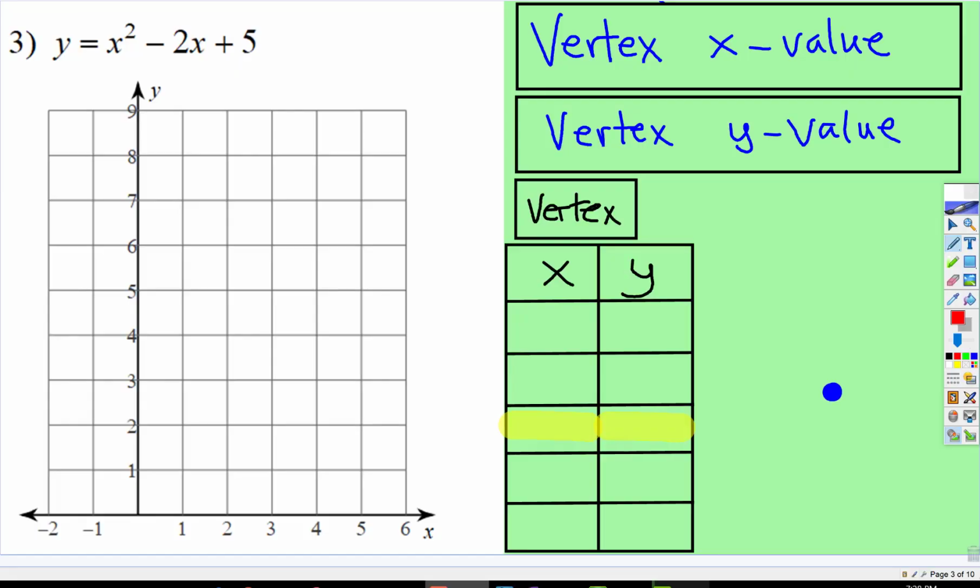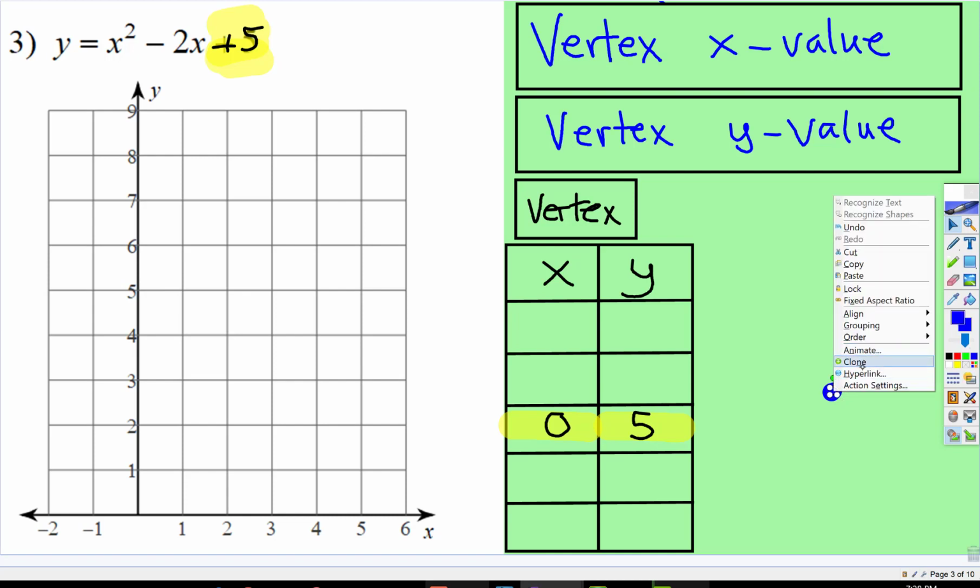So when you're graphing quadratics and you don't have a quadratic that will factor easily, what would be a good technique? Well, there's always the table method, and you can always identify, like we did in the last video, the y-intercept. So the y-intercept is where x is equal to 0. The y value is the constant. So at (0, 5), I'm going to go ahead and put a point.